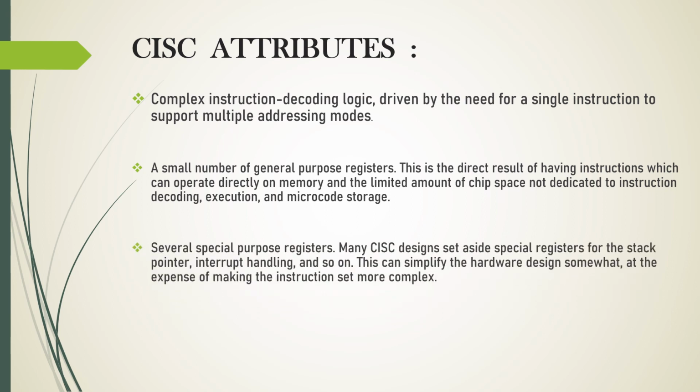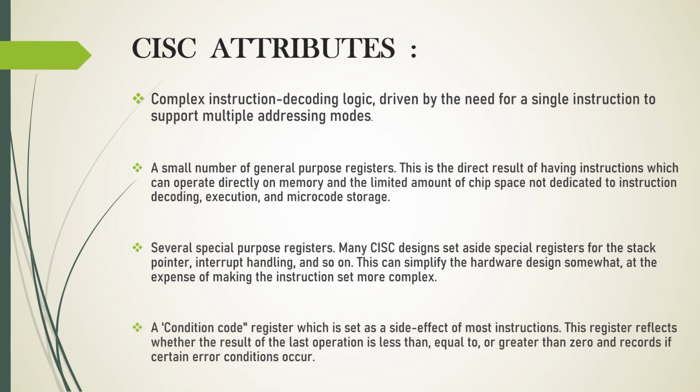The third attribute is several special purpose registers. Many CISC designs set special registers for the stack pointer, interrupt handling, and so on. This can simplify the hardware design somewhat at the expense of making the instruction set more complex. The last attribute of CISC architecture is a condition code register, which is set as a side effect of most instructions. This register reflects whether the result of the last operation is less than, equal to, or greater than 0 and records if certain error conditions occur.